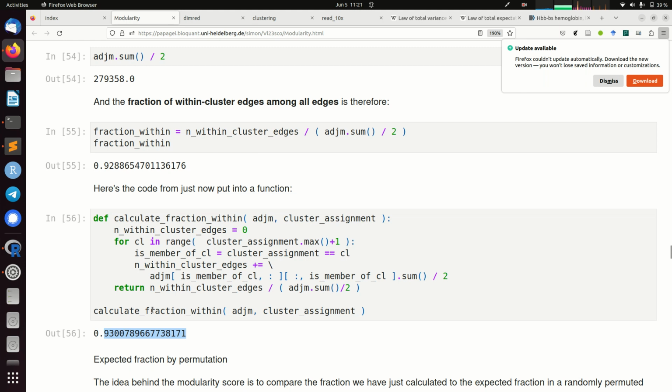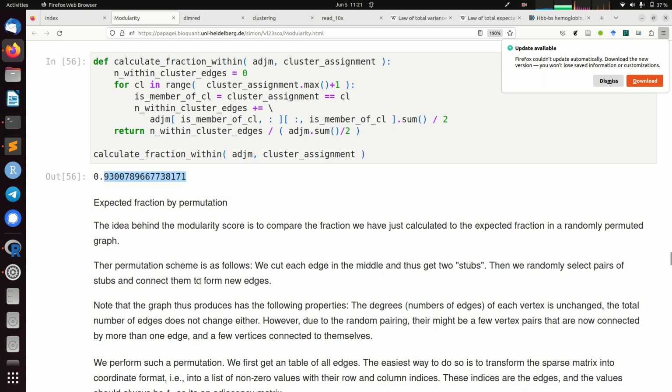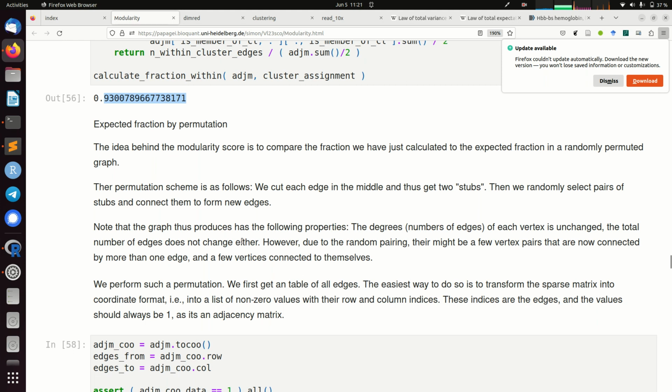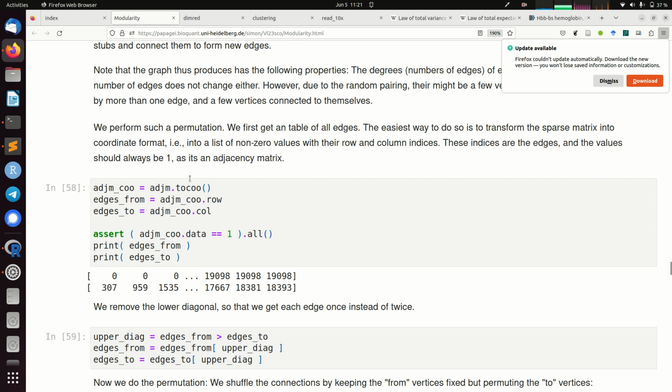My suspicion is when I saved this yesterday, I didn't run the whole code again. Probably I changed something. Imagine these two numbers are the same. They were yesterday. And now here I've just done this permutation fraction that I just told you. And now we want to do this permutation. And what we do is we tell Python to take the adjacency matrix and represent it as a coordinate sparse matrix.